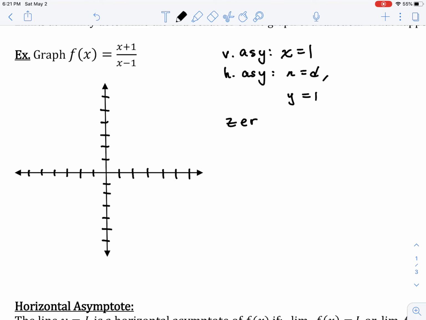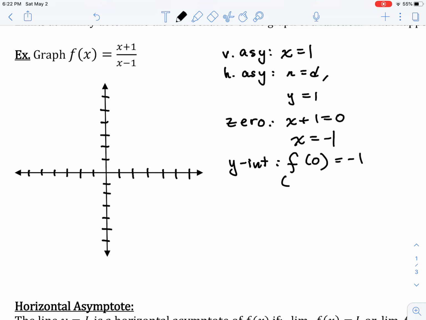All right, the next thing, are there any zeros? Well, our zeros are going to be where our numerator is equal to 0, right? So x plus 1 is equal to 0, and x is equal to negative 1. And finally, let's see if there are any y-intercepts. All that means is we're going to evaluate this function at 0. So 0 plus 1 is 1 over 0 minus 1. So we just get negative 1. So our y-intercept is at 0, negative 1.